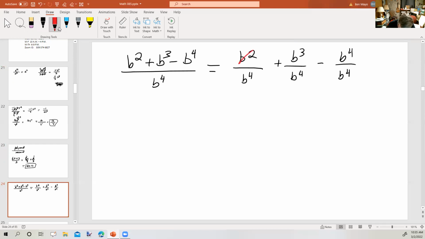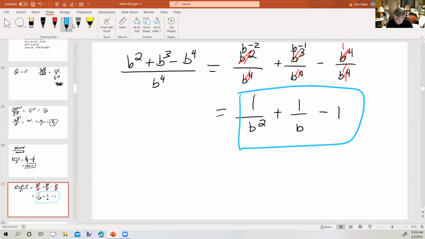So b to the 2nd over b to the 4th would be b to the negative 2 on top, or 1 over b to the positive 2 on the bottom. Trying to make my b's not look like sixes. B cubed over b to the fourth is b to the negative 1 on top, which would be plus 1 over b to the 1 power, or just b. And then finally, minus, well, b to the fourth over b to the fourth is 1 over 1, so minus 1. So this would be your final answer. Again, note, we want to write our answers so that there are no negative exponents.